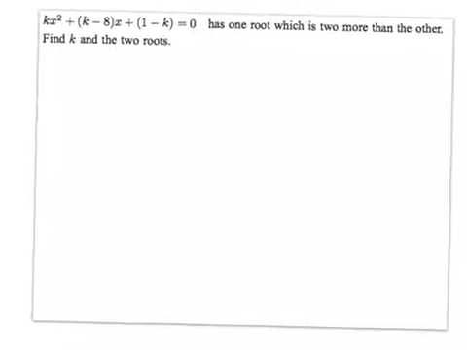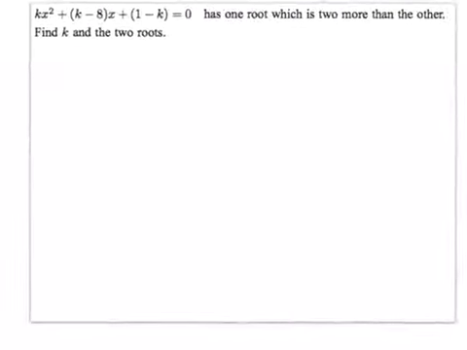All right, so now let's look at this problem where we've got kx squared plus k minus 8x plus 1 minus k equals 0, which has one root that is 2 more than the other. All right, so let's go ahead and go through this problem. So we've got that a is going to be k. We've got that b equals k minus 8, and we've got that c equals 1 minus k.